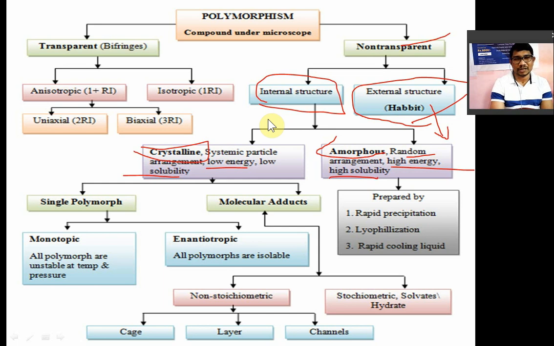It has a higher energy, and that's why it has the highest solubility. Remember. Now what about crystalline? The crystalline form is stable. It has a systematic arrangement of particles in the crystal lattice, and it has lower energy. The system is stable. That's why it has a low solubility.